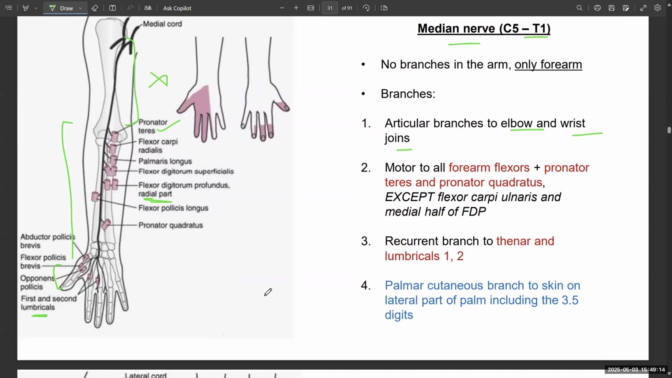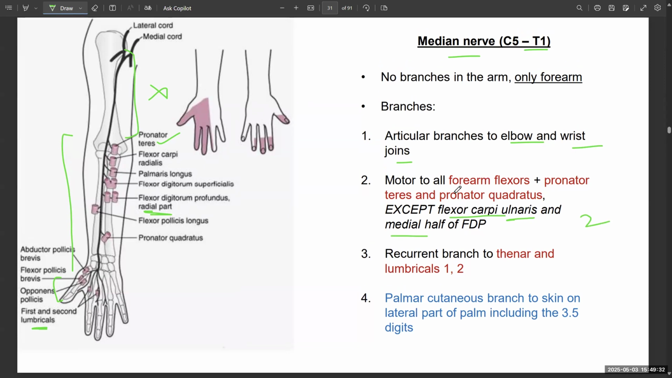Very important. Now, it is motor to all forearm flexors except for flexor carpi ulnaris. Ulnaris, it's in the name. It's going to be ulnar nerve. And the medial half of FDP, which is the flexor digitorum profundus. Okay, so these two flexors are not supplied by the median nerve. And then you have a recurrent branch, which goes to the thenar, meaning thumb, and lumbricals 1 and 2.